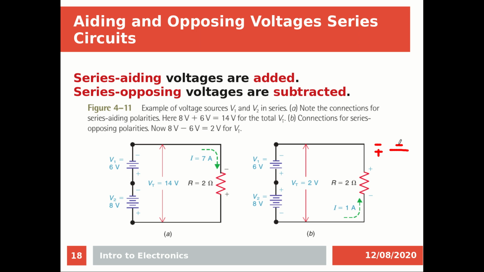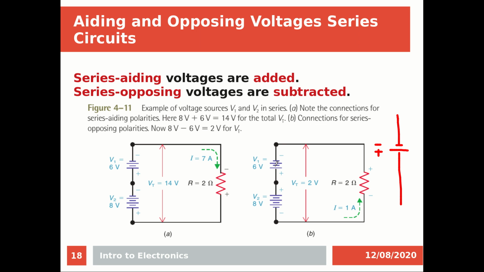This is the symbol for the source. If we look at A, this side is minus and this side is positive. If we have the same arrangement, minus positive, minus positive, then you sum all of them. 6 plus 8 is 14.